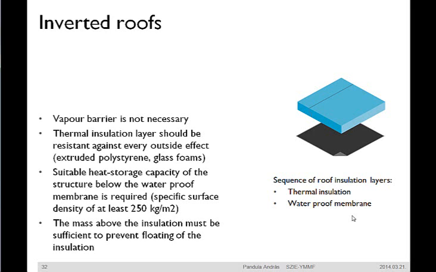Since we have light heat insulation over the waterproofing membrane, we should place adequate mass above the insulation to avoid floating of this heat insulation board. However, in case of green roofs, it's obvious that the green superstructure provides enough mass to fix it and avoid floating.